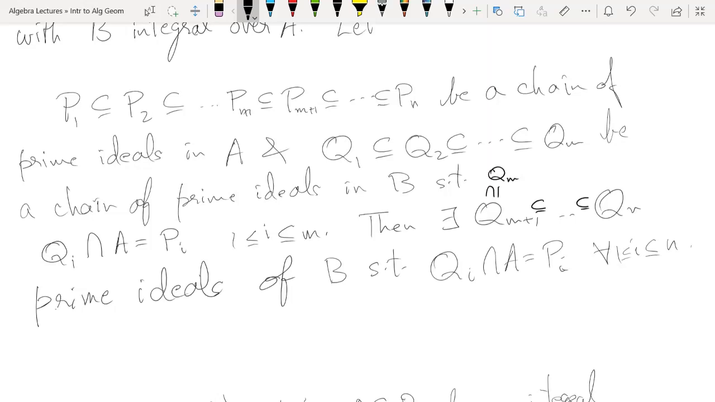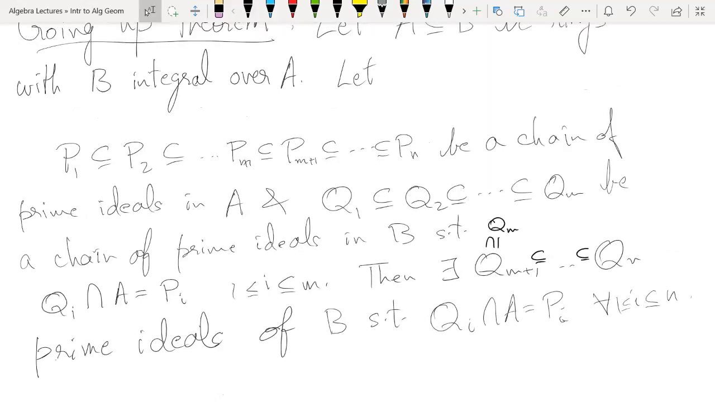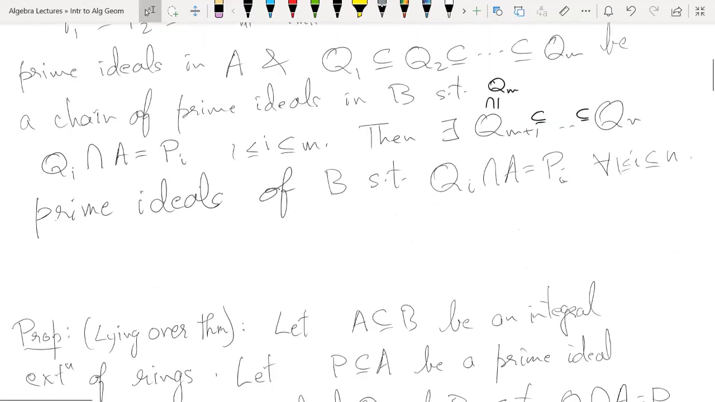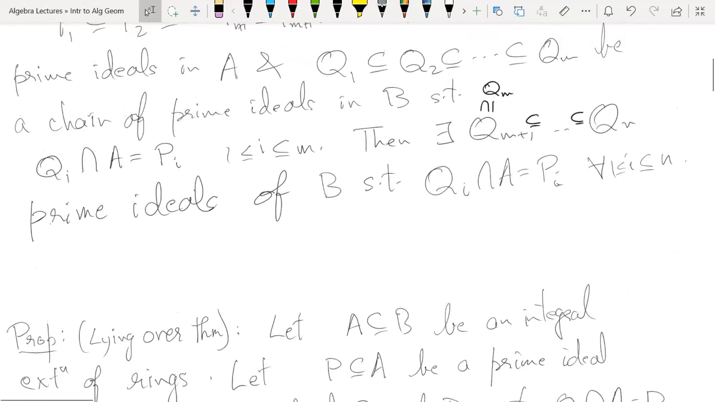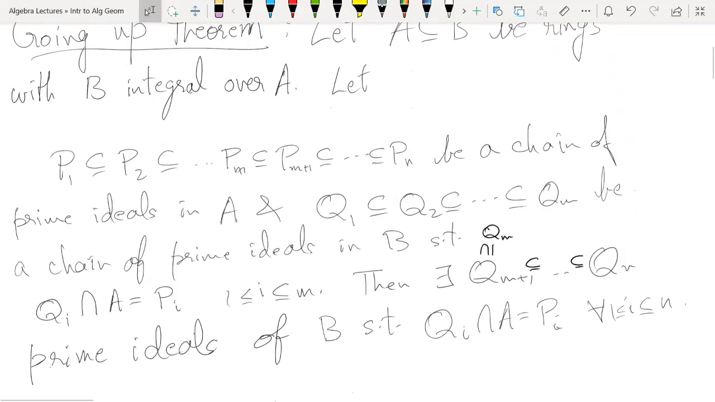Okay. So the way it's written is made for induction. So what we'll do is prove the base case, and the base case is the lying over theorem. So let A to B be an integral extension of rings. Let P contained in A be a prime ideal, then there exists a prime ideal Q of B such that Q intersection A is P. Yeah? So this is in some sense a special case of the going up theorem where m is 0 and n is 1.